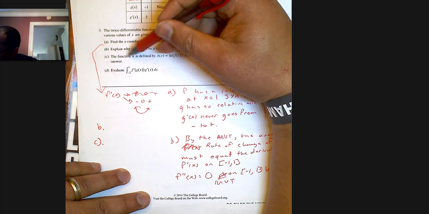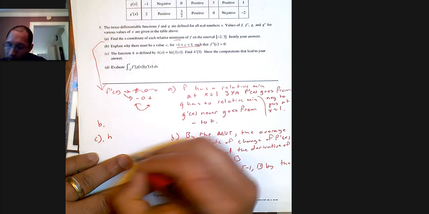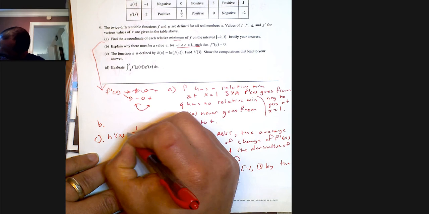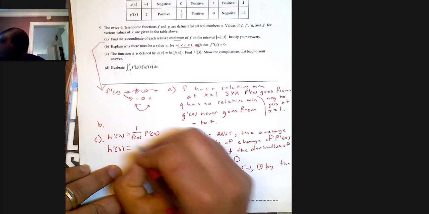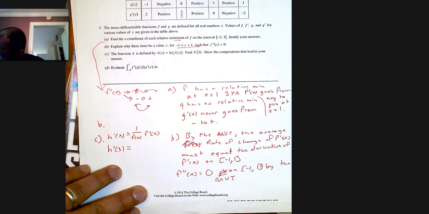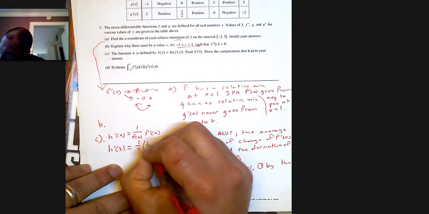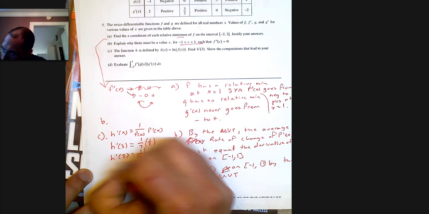The function h is defined by h of x equals natural log of f of x. Find h prime of 3. Show the computation that leads to your answer. So let's take the derivative of h. h prime of x would equal 1 over f of x times f prime of x. It's a chain rule. So 1 over f of 3, and f of 3 is 7. f prime of 3 is 1/2. So h prime of 3 basically equals 1/14. Easy.